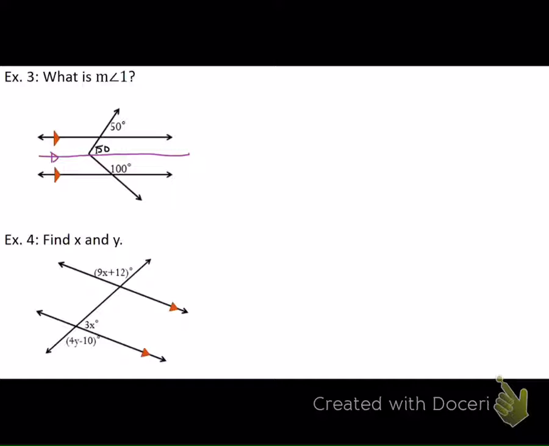So to get this angle here, we do 100 plus x has to equal 180, right? Because they're consecutive interior. So what number is that then? Okay, so that's 80. So how many degrees is this whole entire angle then? What is the measure of angle 1? 50 plus 80 is 130.